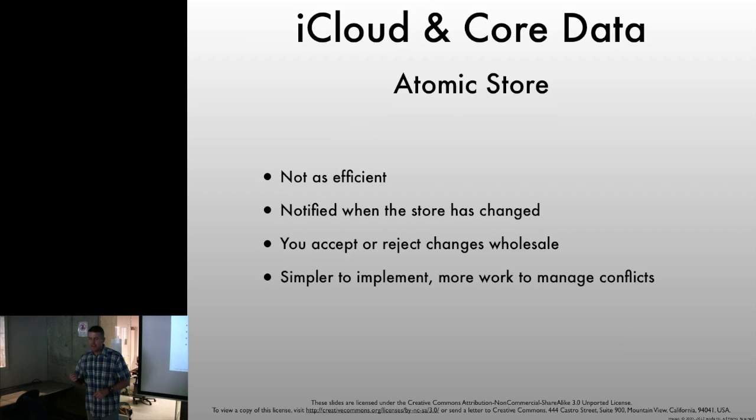The Atomic Store, on the other hand, is not as efficient, especially when it comes to larger and larger chunks of data. You get notified when that store is changed, when your persistent storage file is changed. Your application will get notifications for it. You accept or reject those changes wholesale. You just get a notification that this chunk of data has changed, and you can then do whatever you want. You can merge it or reject it or accept it and load it into memory, but that's up to you. And it's done on a wholesale basis. It's not done on a record-by-record basis.